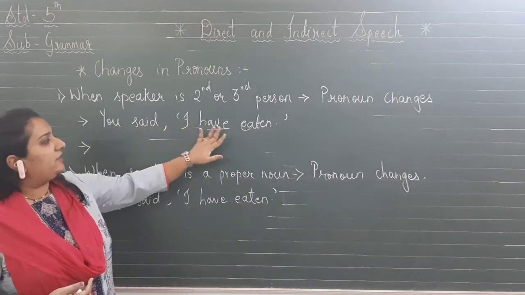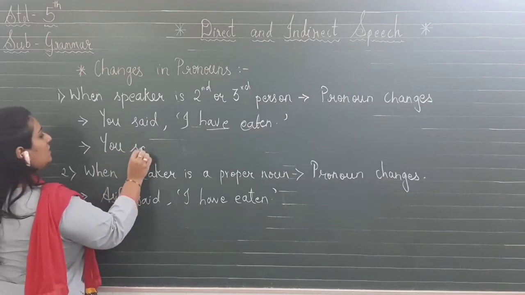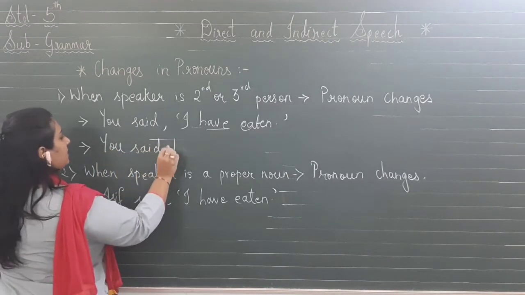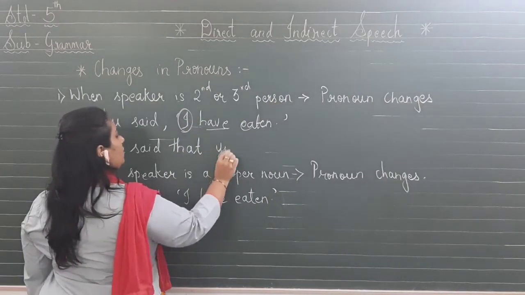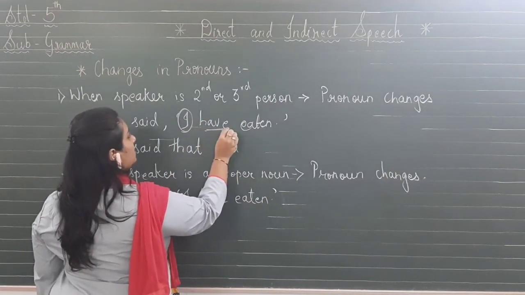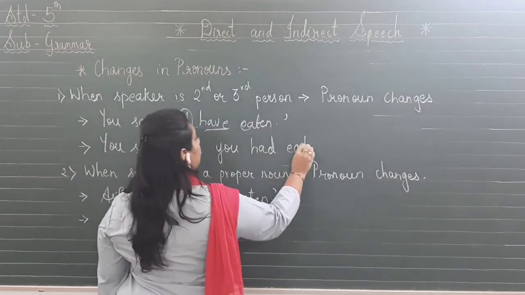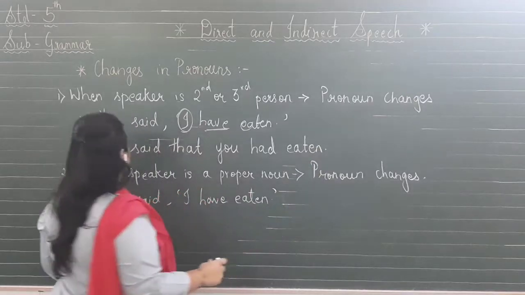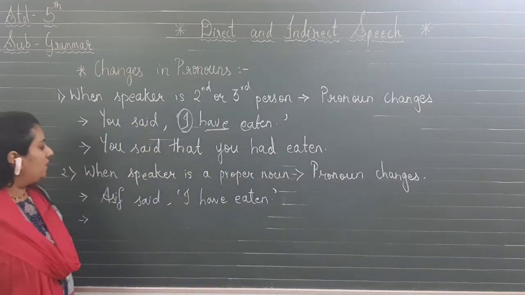So let us see the direct sentence. You said I have eaten. We will make all the changes over here. You said that. The pronoun here I will change into you. We will change the tense. Have will become had. Eaten. You said that you had eaten. Look at the second one.